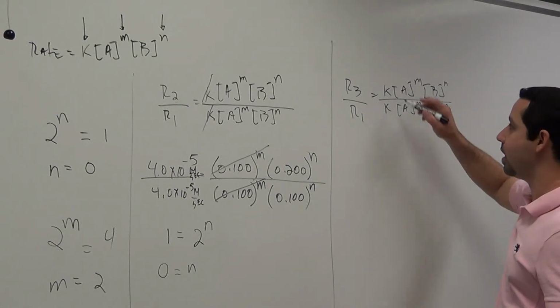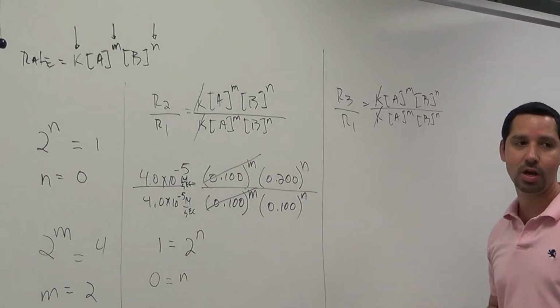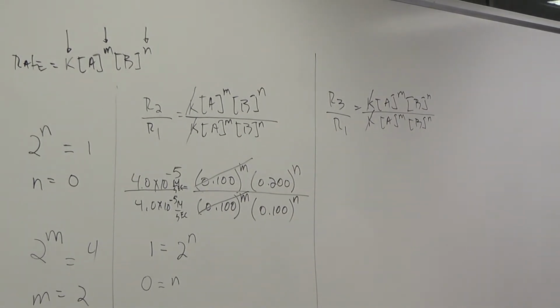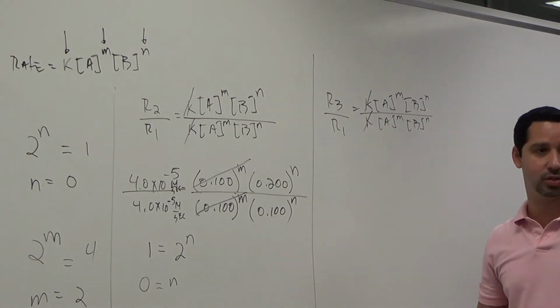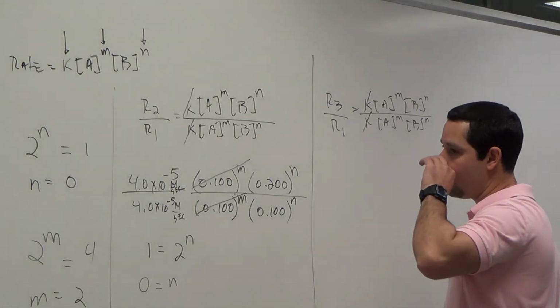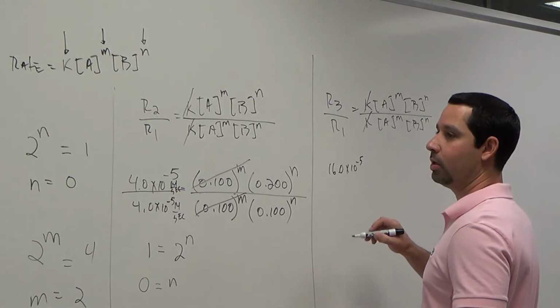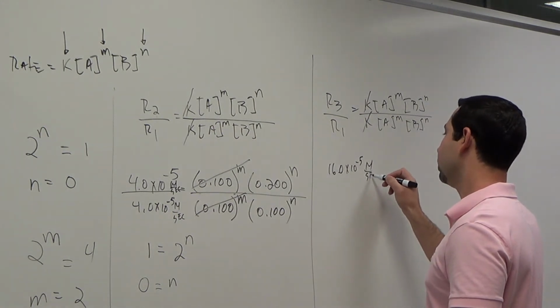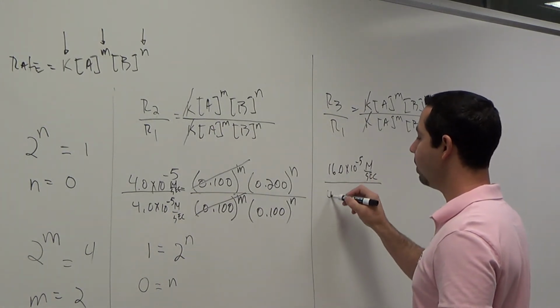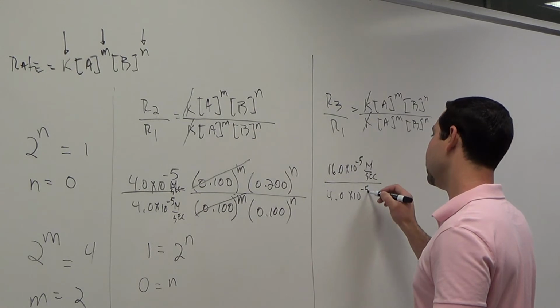Okay, the k's cancel out, do they not? Yes. K's cancel out because they are the same and the temperature was not changed, yes? So, what's rate 3? 16. Very good. 16 divided by 4 times 10 to the minus 5.